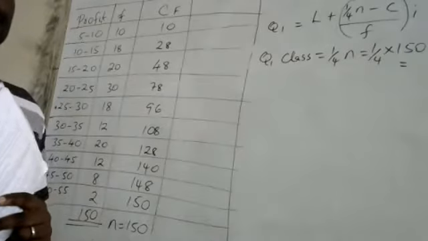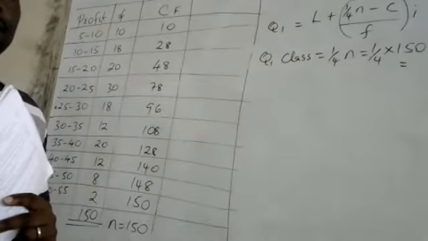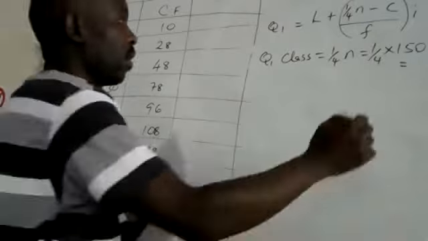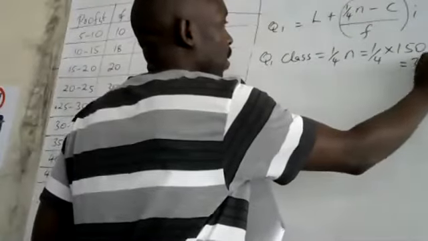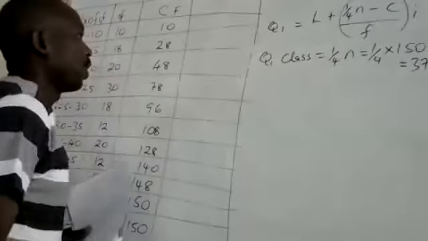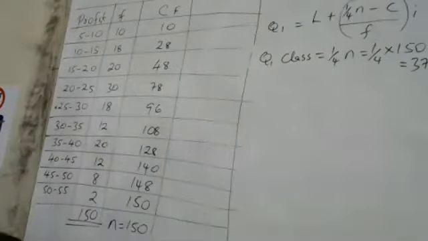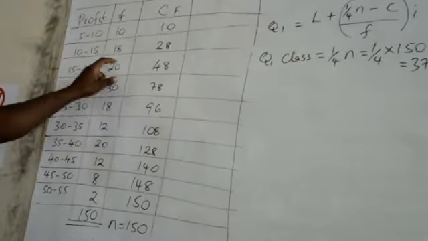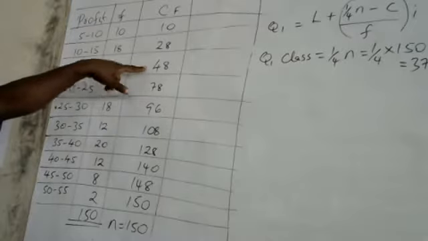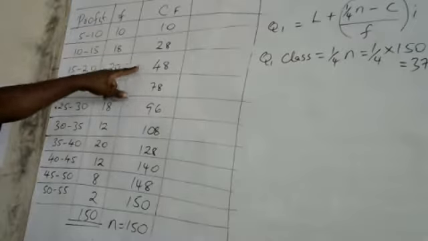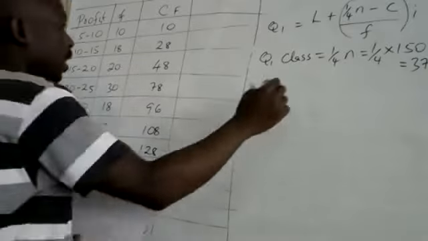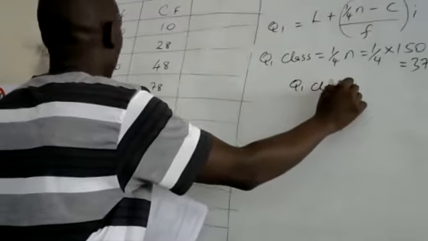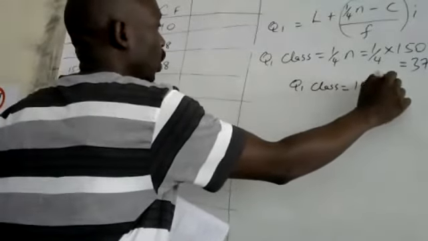150 divided by 4? That is 7.5. Yes. Okay. So we need to locate where that 7.5 falls in our cumulative frequency. Obviously, it is going to be on 48. This class, the Q1 class, the class from 15 to 20.